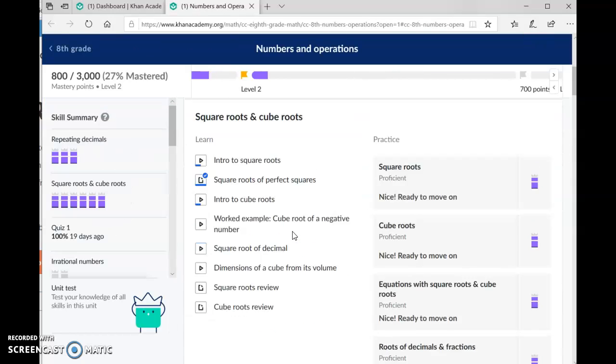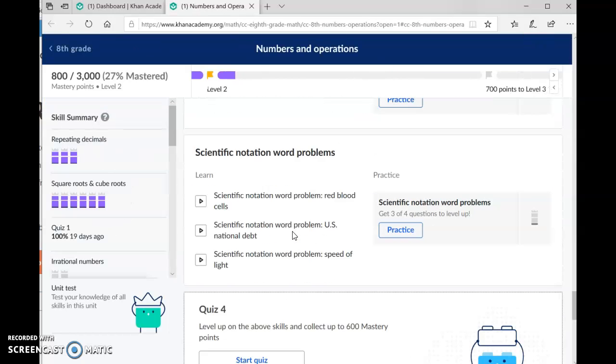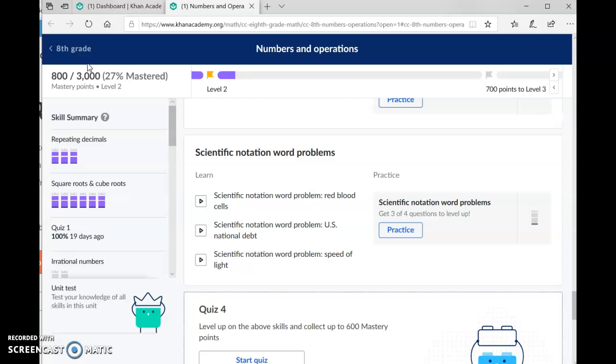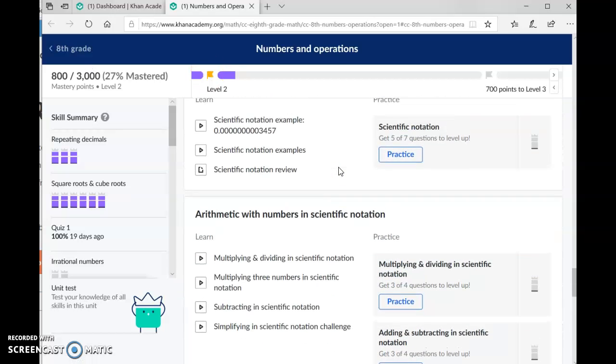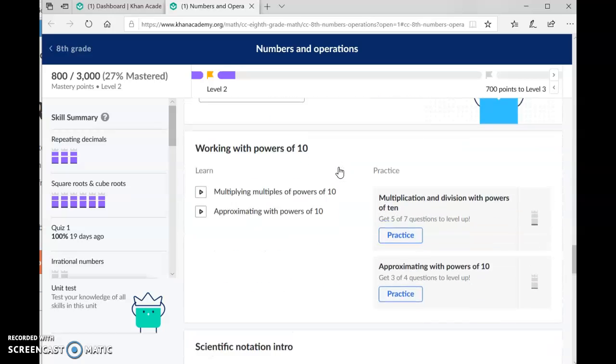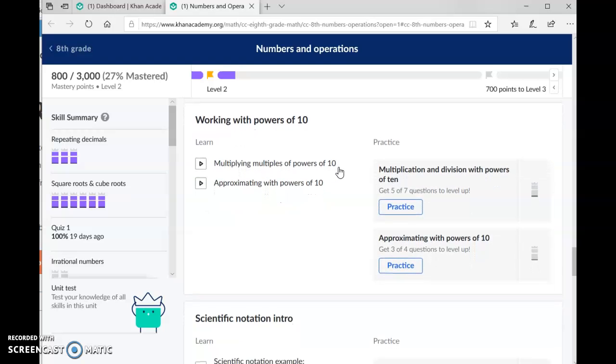It will automatically pop up with the quiz, but in order to do well on the quiz, you got to know what you're doing. So right here, under quiz 3, this is where quiz 4 starts. This is where you can watch videos to help you with the practice assignments.